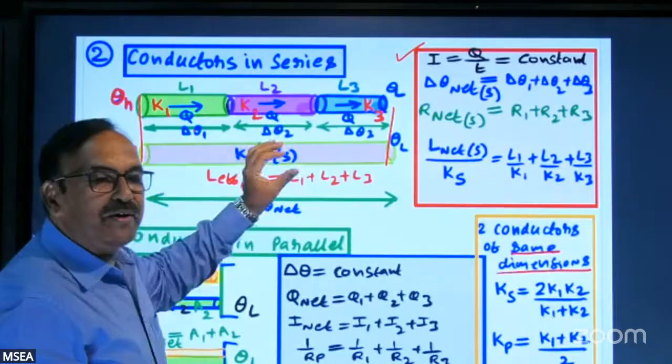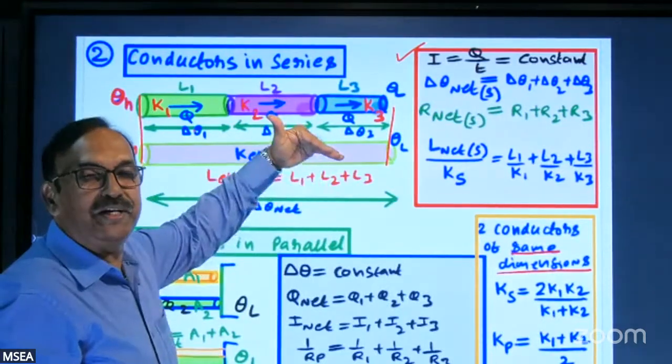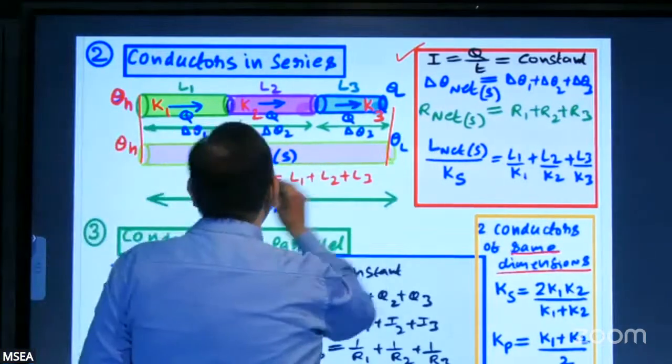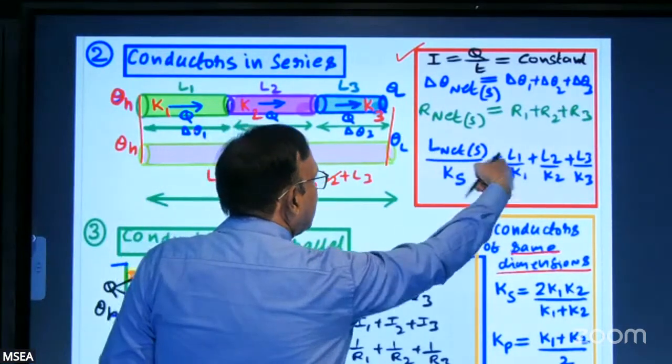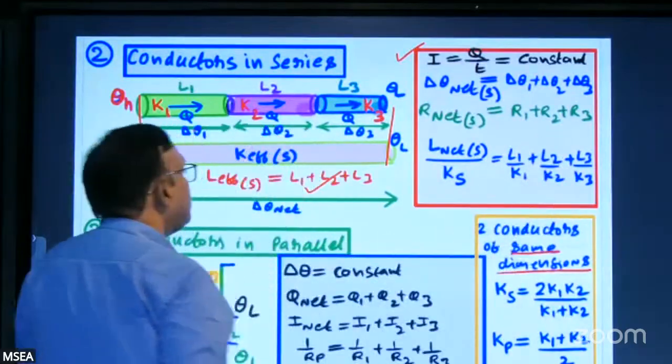Okay, so whenever you want to calculate the effective coefficient of thermal conductivity in series combination, it is L net, where L net is nothing but L1 plus L2 plus L3, divided by Ks, which is L1 by K1 plus L2 by K2 plus L3 by K3.